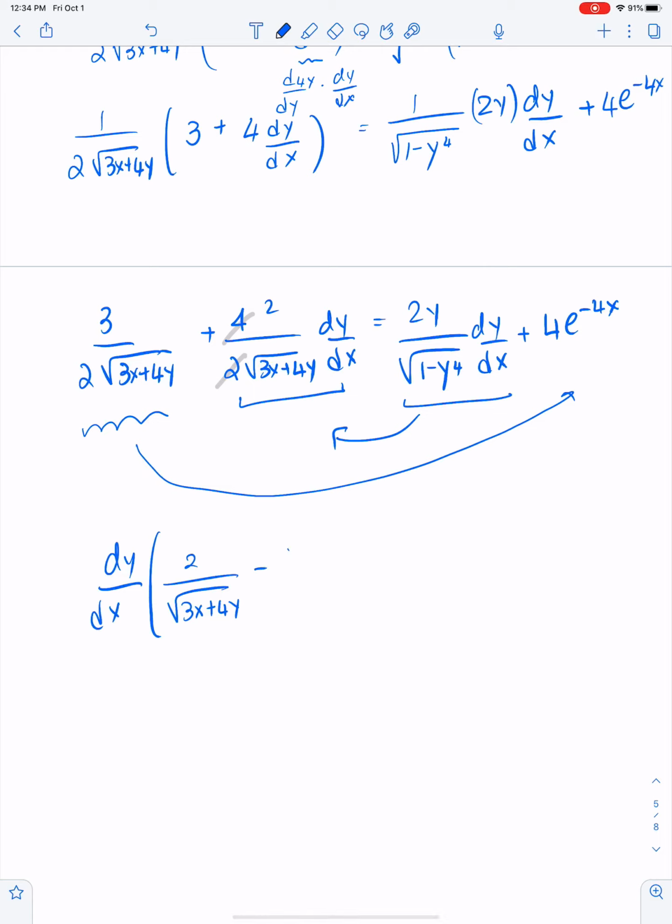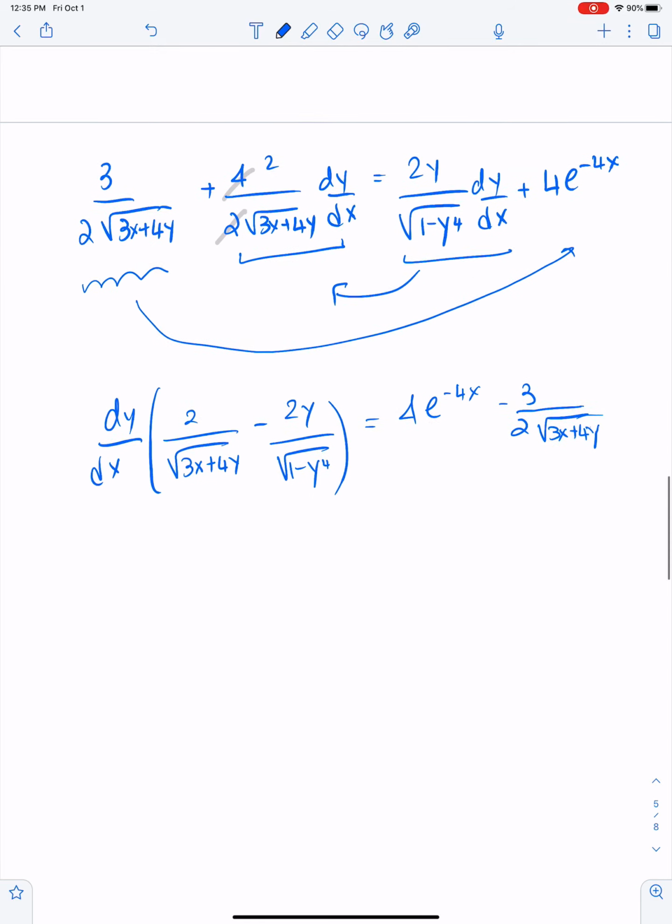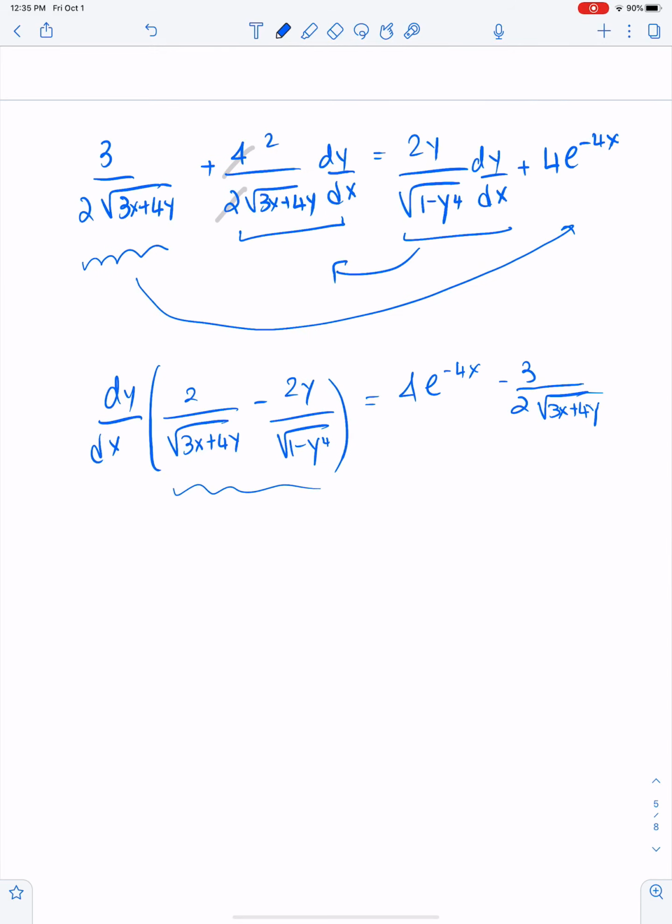And minus 2y over square root of 1 minus y to the 4th. And that equals 4e to the minus 4x minus 3 halves with the square root of 3x plus 4y in the denominator. All right, so now you can solve for dy/dx by dividing both sides by this.